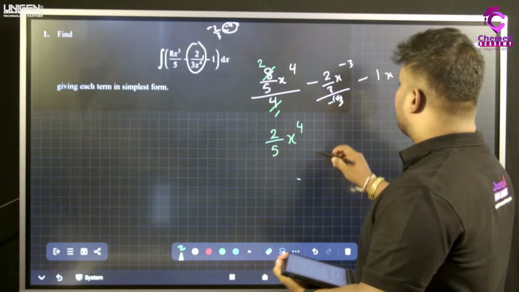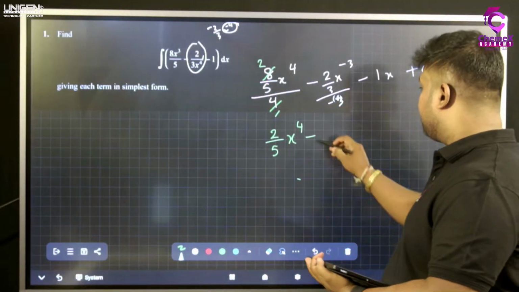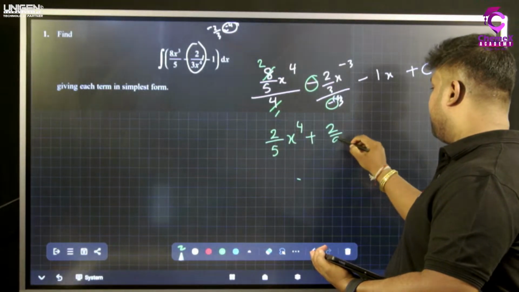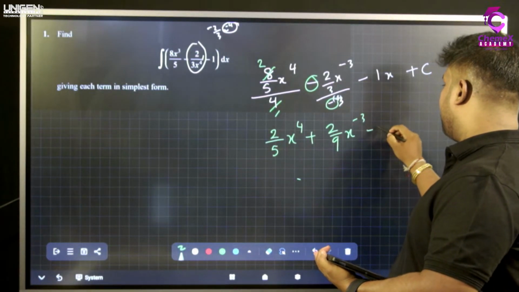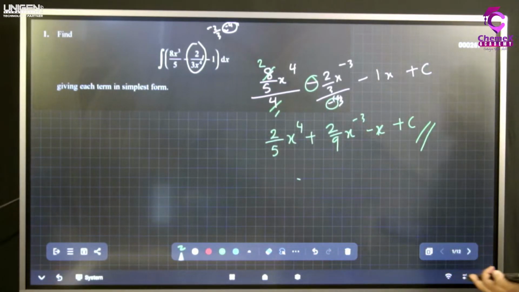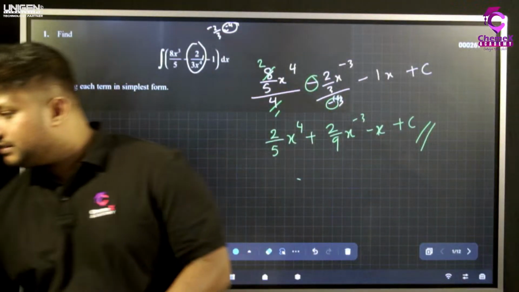Okay, 2 over 5 x to the power 4 minus what? It's plus, right? Because minus minus is plus. Plus 2 over 9 x to the power minus 3, minus x plus c, or minus 1x plus c. So that's not a hard part, right? Hope that's not a hard part for you.